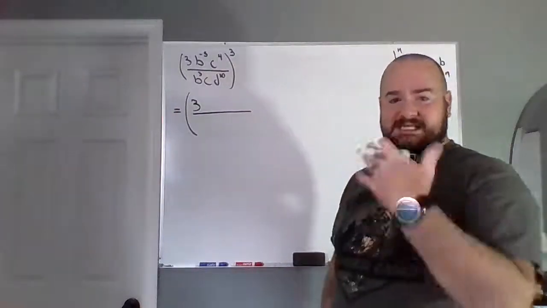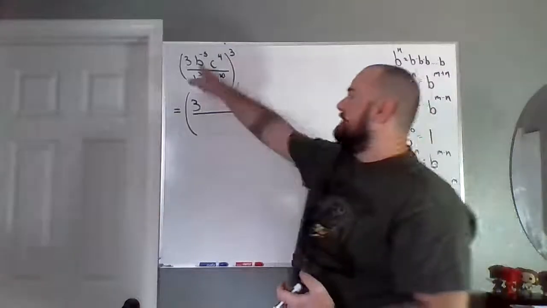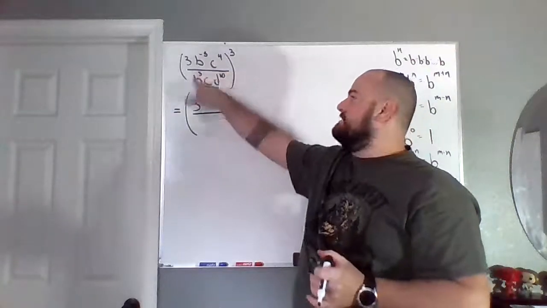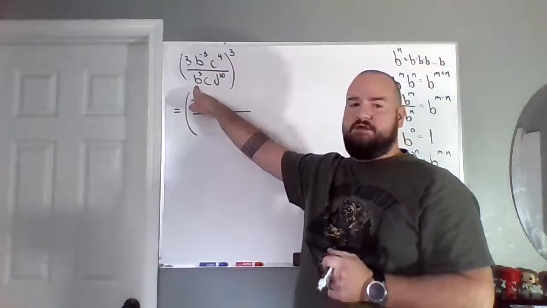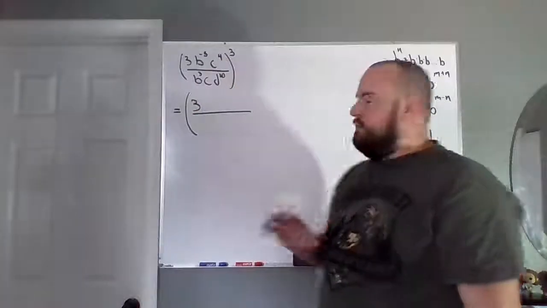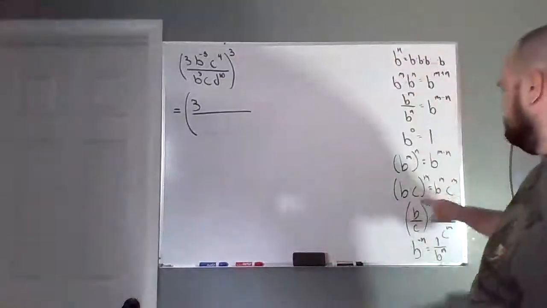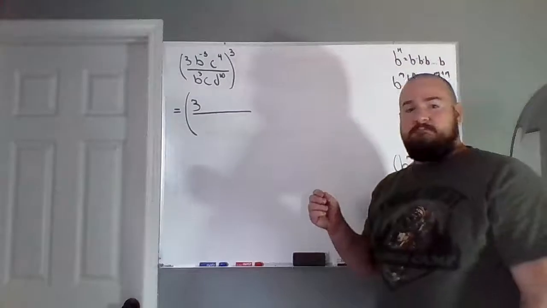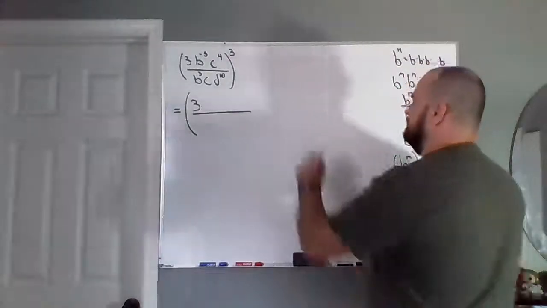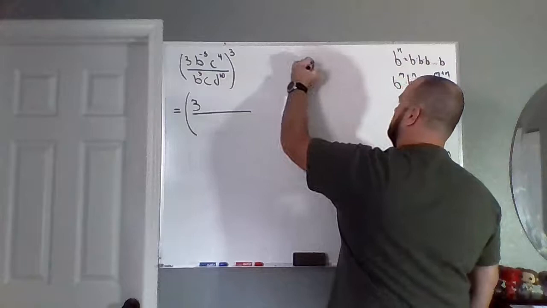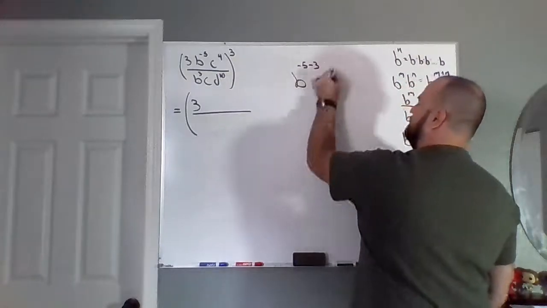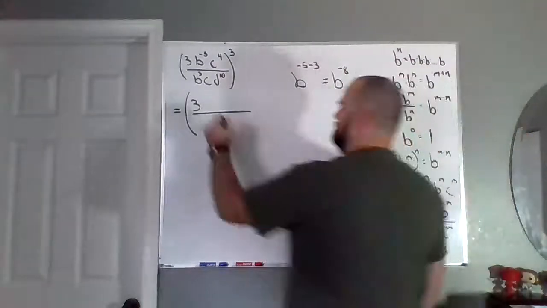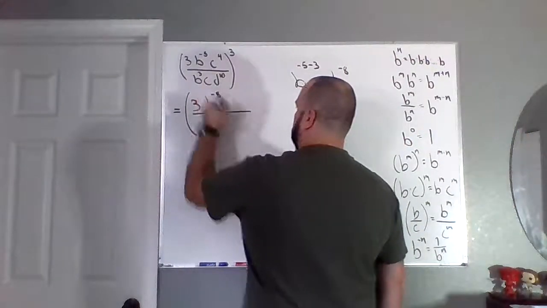Now from here I want to isolate things. So to isolate things, I have my b's, I have my c's, and then I have a d by itself. So let's focus on the b's. I have b to the negative fifth divided by b to the third. So that's a quotient. Quotient rule says to subtract those. So I get b to the negative fifth minus 3, and that becomes b to the negative eighth.